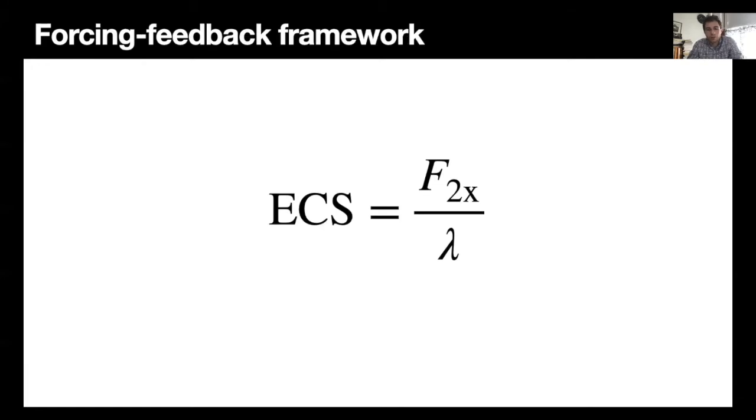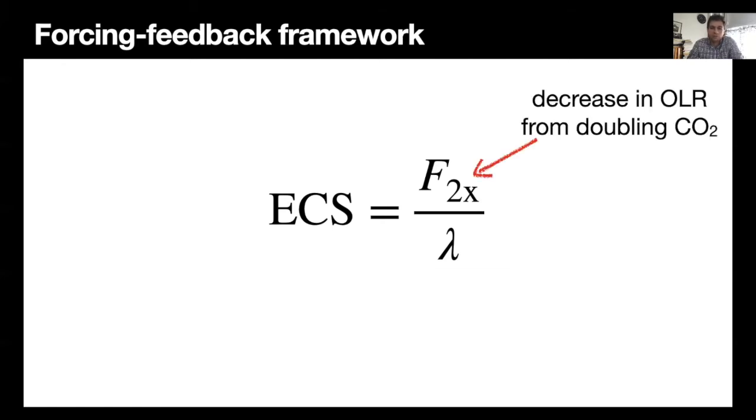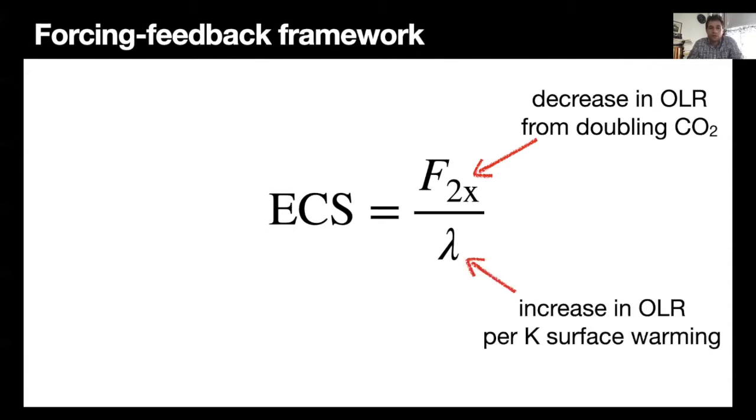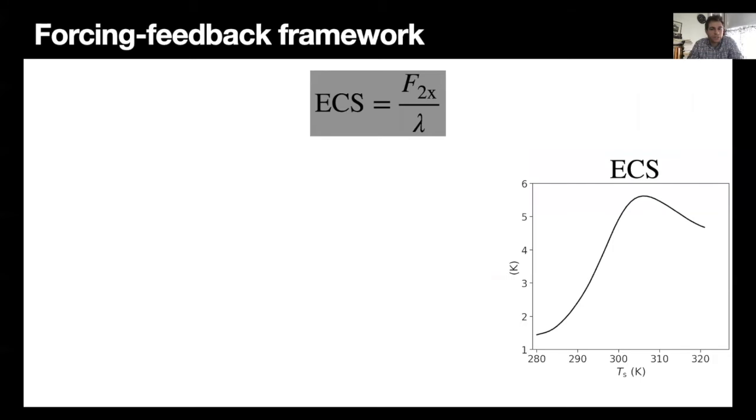So a good starting point is the standard forcing feedback framework for ECS. It says that the ECS is given by the ratio of the radiative forcing from doubling CO2, which I'll denote by F2x, to the climate feedback parameter, lambda. And we can easily apply this framework to our model.